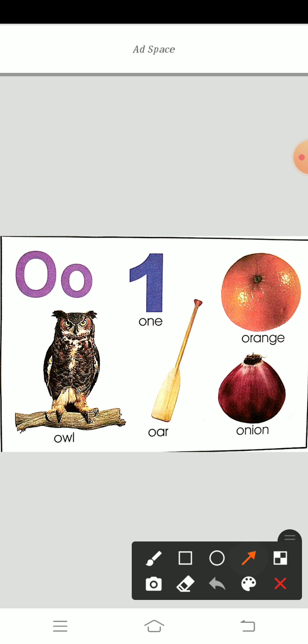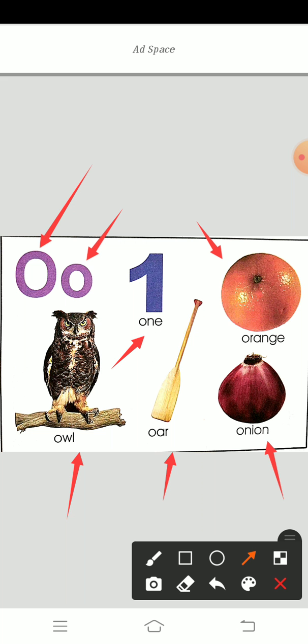Next, O, capital letter and the small letter. O for owl, O for one, O for oar, O for onion, O for orange. Owl, OWL, owl. It is one of the birds. It lives on the tree. Do you know an owl sleeps in the daytime and wakes in the night time? One is a number. In the numbers, the first one is 1.